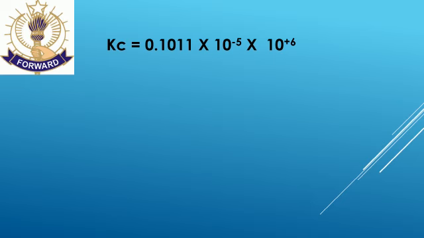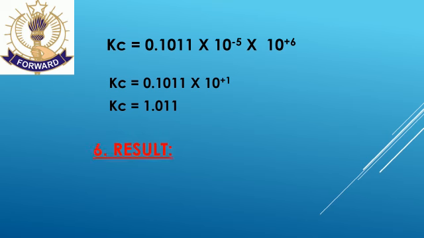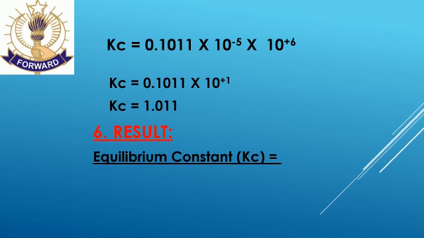Now after division, we will get the answer 0.1011 into 10 power minus 5 into 10 power minus 6. Kc is equal to 0.1011 into 10 power plus 1. Plus 1 means that we will shift the decimal one number towards the right, in order to get the answer, that is 1.011, which is the value of the Kc. Result. In result, we will mention that equilibrium constant is equal to 1.011.